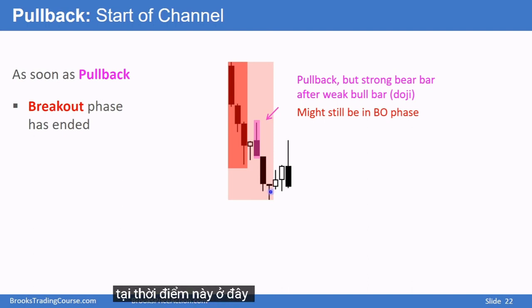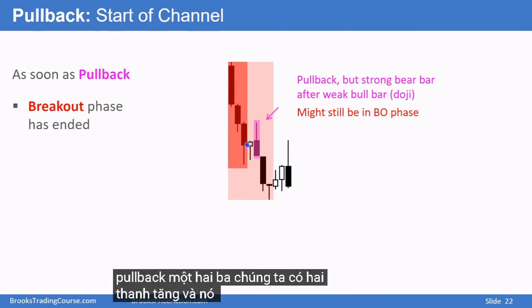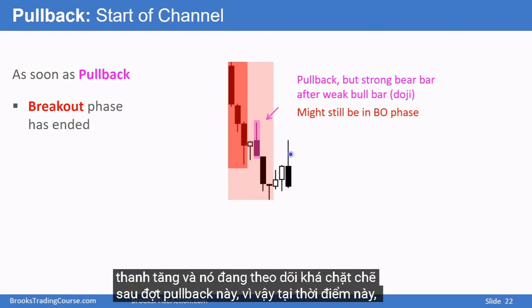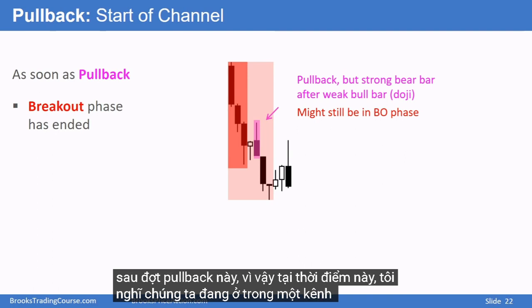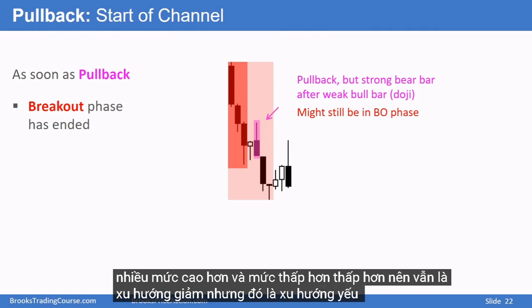At this point, here we have 3 bar pullback, 1, 2, 3. We have 2 bull bars, and it's following fairly closely after this pullback. So at this point, I think we are in a channel. We still have lower highs and lower lows, so it's still a bear trend, but it's a weaker trend. Now it's a channel.